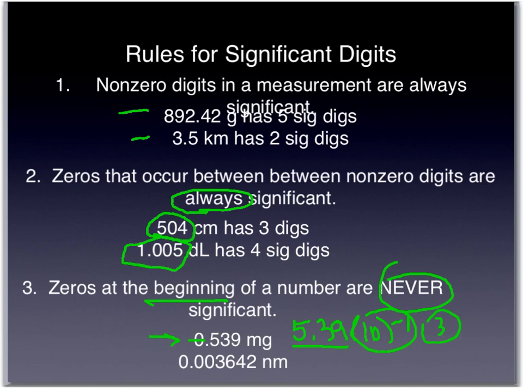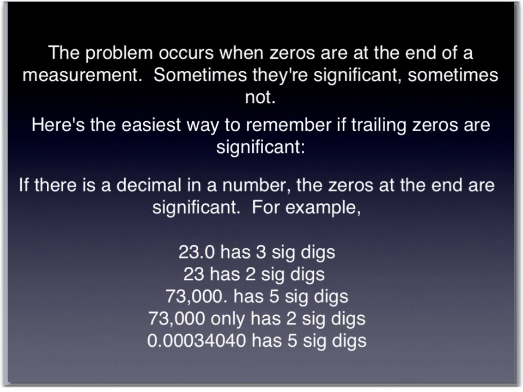Down here, 0.003642, that could be expressed as 3.642 times 10 to the negative 3. Notice there are only 4 sig digs there. So zeros at the beginning of a number, leading zeros, are never significant. So with zeros, we've got an always situation, we've got a never situation, and here we've got a sometimes situation.